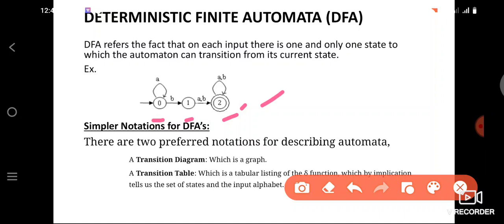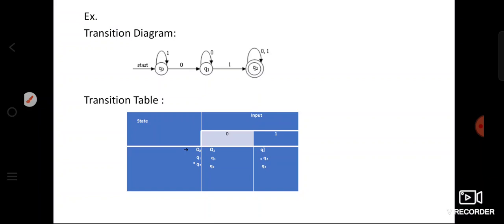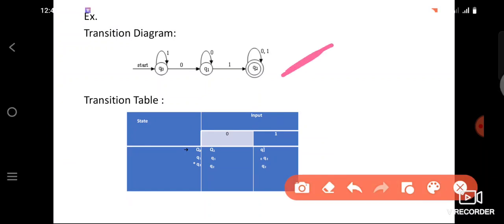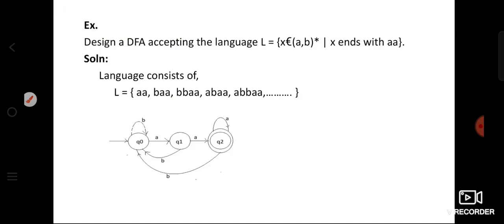Mainly your DFA and NFA would be represented by a transition diagram or transition table. So this is another example of DFA. This is the transition diagram. This is the equivalent transition table. Clear? Okay, now we will see how to construct DFA from a language.